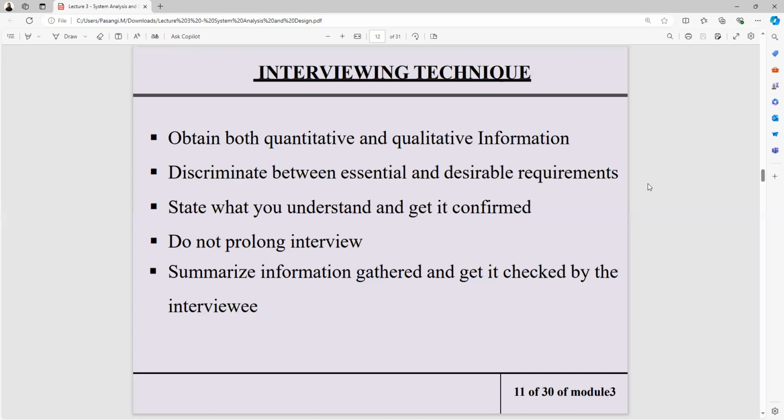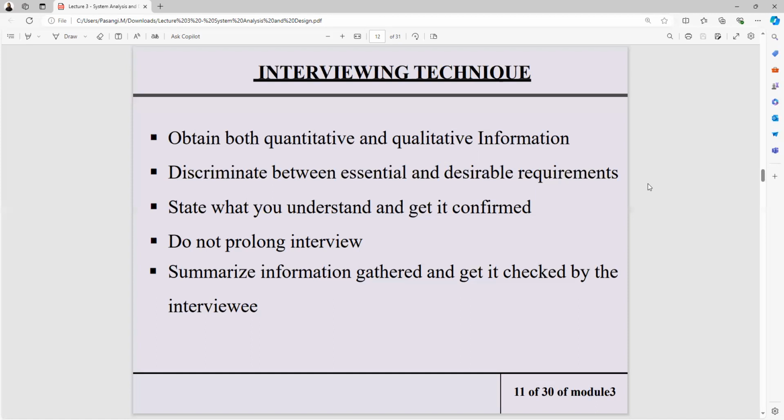Not only that, we have to remember all these ones as well. One is we need to obtain both quantitative and qualitative information. Quantitative means in Sinhala we call it Pramanatmaka Datta or Pramanatmaka Toraturu. And for qualitative information, in Sinhala we call it Gunatmaka Toraturu. So we need to obtain both the quantitative information as well as the qualitative information, and then discriminate between essential and desirable requirements.